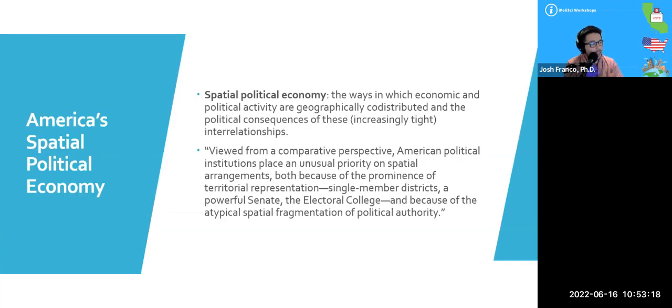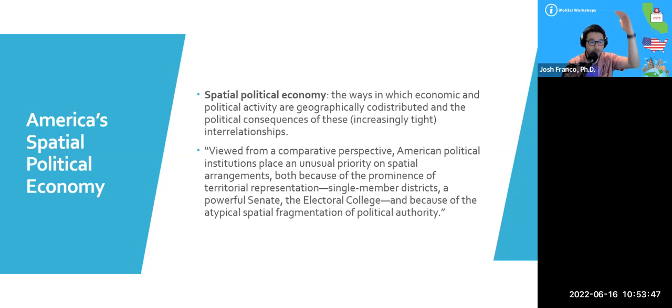Next is America's spatial political economy. So this is the ways in which economic and political activity are geographically co-distributed and the political consequences of these interrelationships. So viewed from a comparative perspective, American political institutions place an unusual priority on spatial arrangements, both because of the prominence of territorial representation, such as single-member districts or a powerful US Senate, the Electoral College, and because of the atypical spatial fragmentation of political authority.